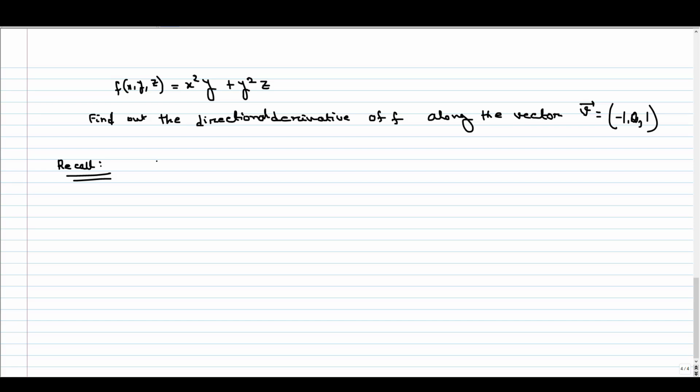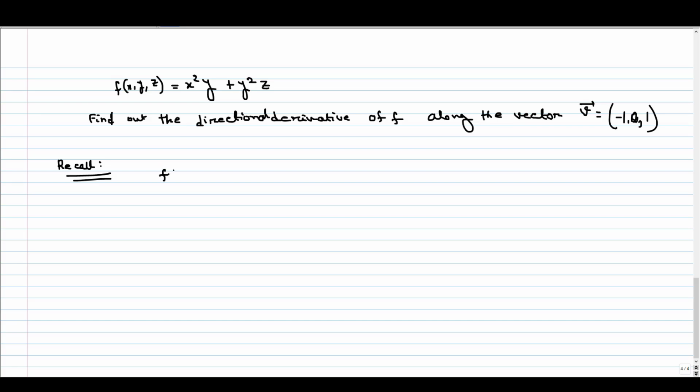Everyone. So in this video we will try to find out the directional derivative of this function f(x,y,z). This is a function of three variables and it is a scalar valued function, along this vector (-1, 0, 1). So let us recall the definition of directional derivative.